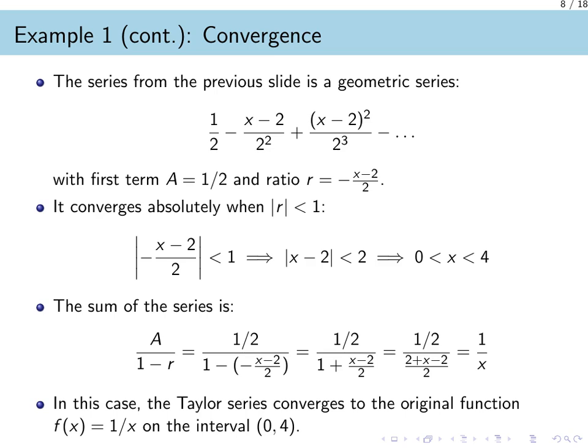Plugging in our values and simplifying the algebra, as shown on the slide, reveals that the sum is exactly 1 over x. Therefore, the Taylor series for 1 over x centered at 2 is identical to the function itself, but only on the interval from 0 to 4.